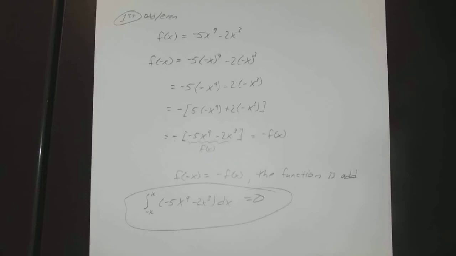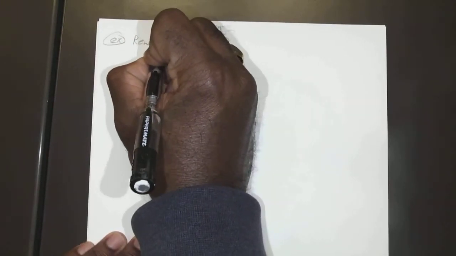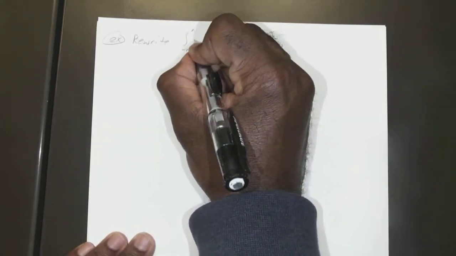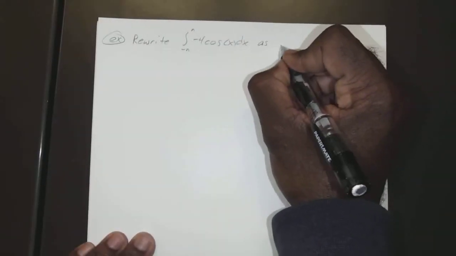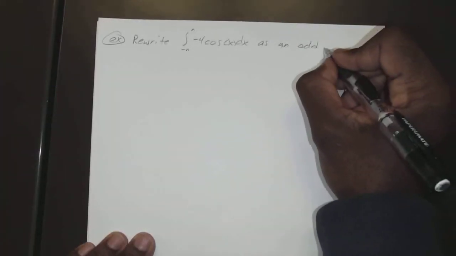Okay, I'm still writing. All right, looks like everyone's done. Okay, so let's say for our next example, say we wanted to rewrite the integral from negative n to n of negative 4 cosine of x with respect to x as an odd or even integral. I keep saying integer.